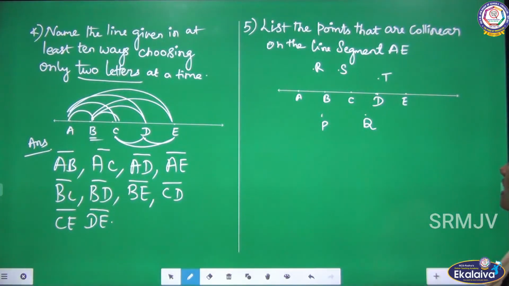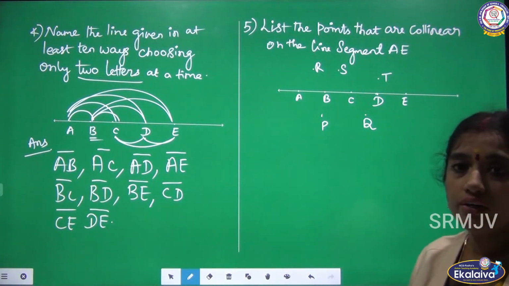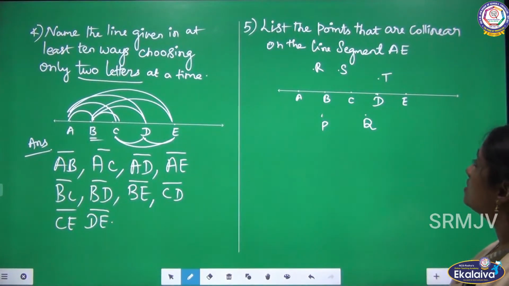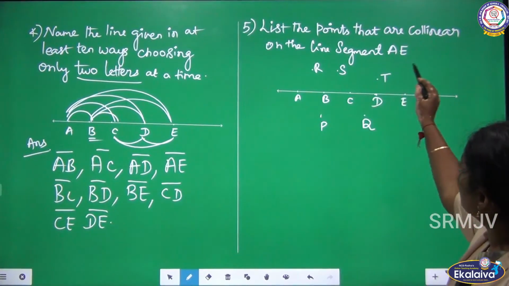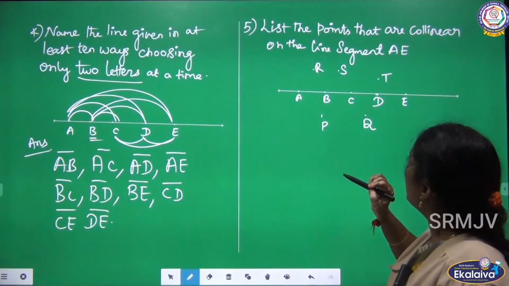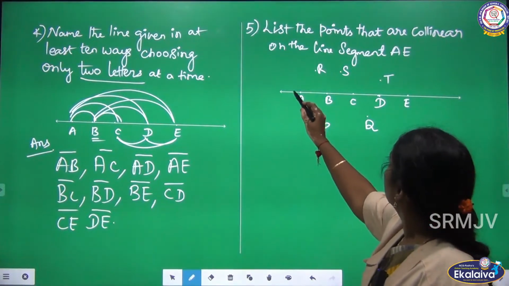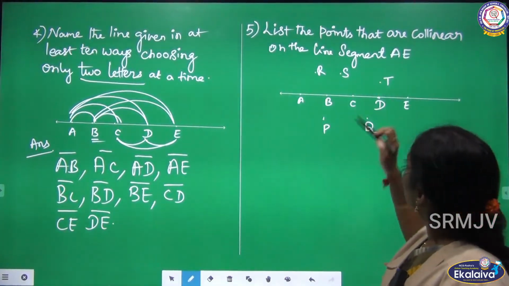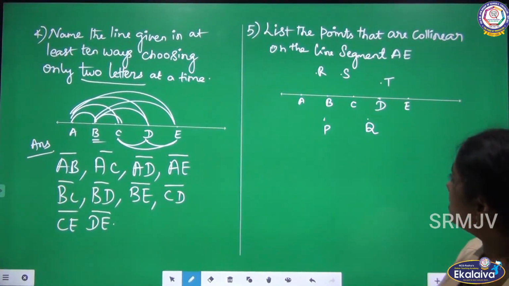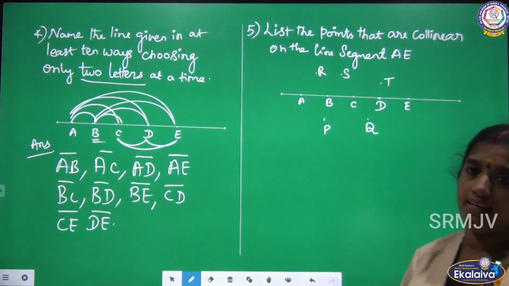Now I am moving on to the 5th sum. Okay. List the points that are collinear on the line segment AE that we are going to mention here. Listen. Collinear means what we have to do? Collinear means points which are lying in a straight line are collinear.